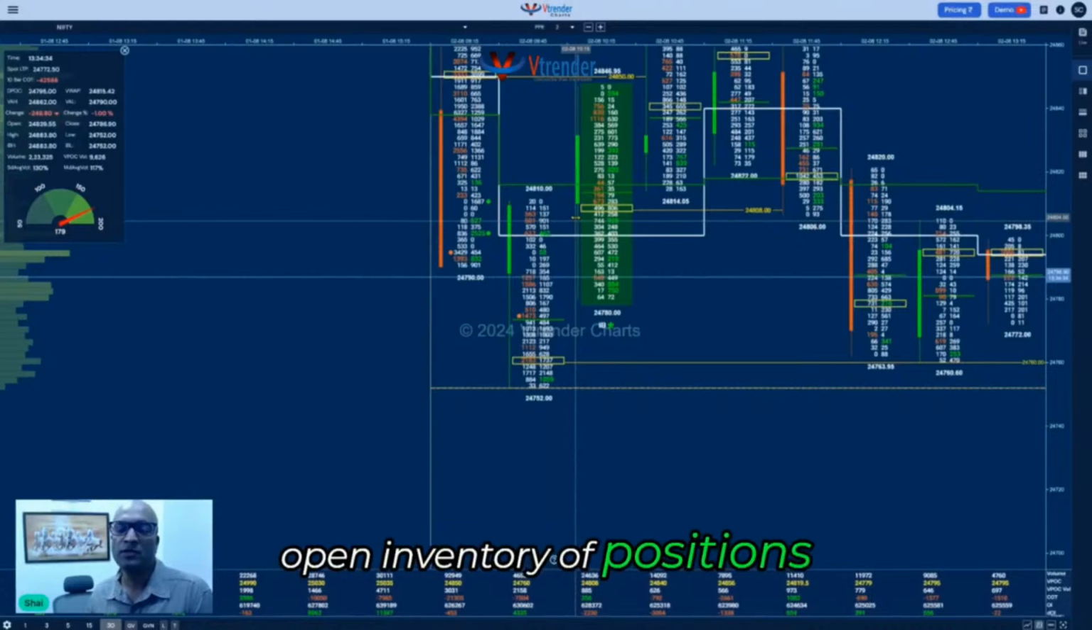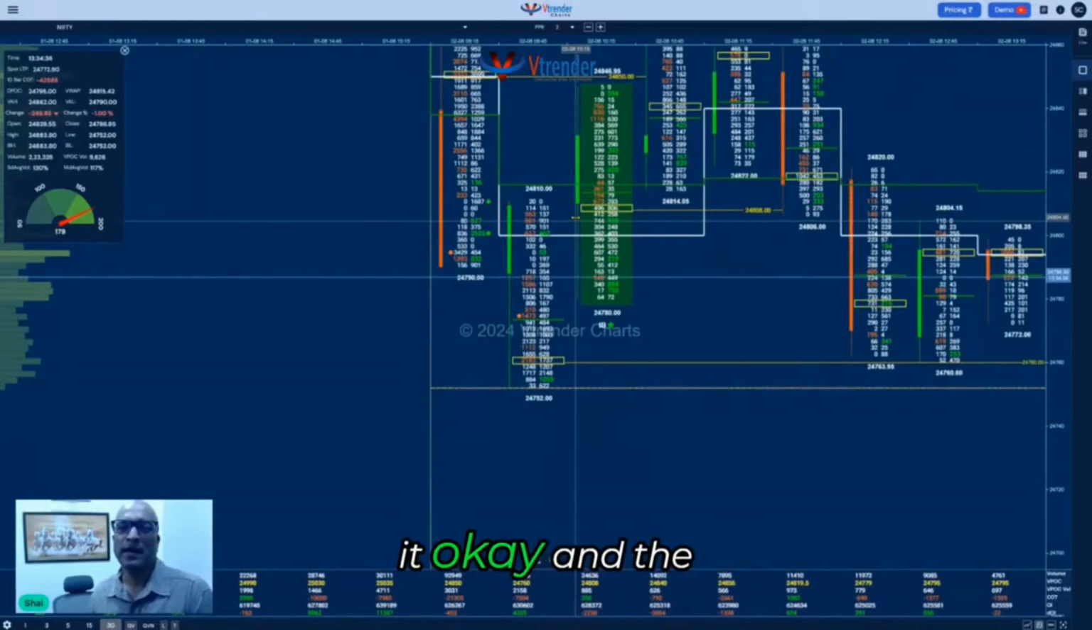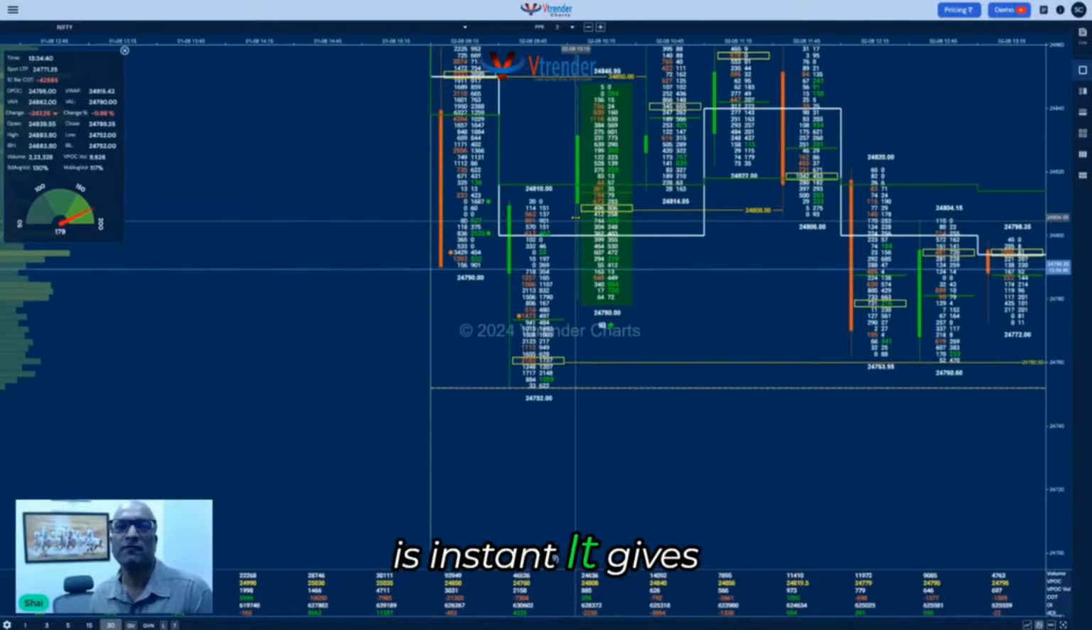Open inventory of positions, but don't mix it. The reason we go with order flow is because order flow data is instant. It gives you demand and supply in the next tick.